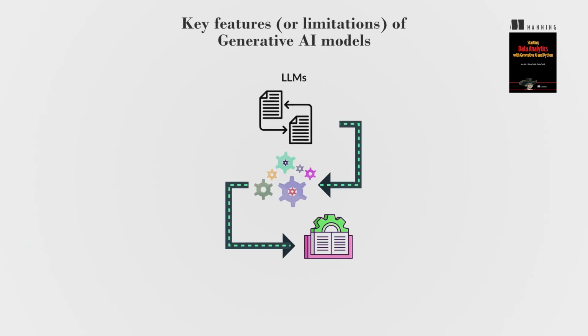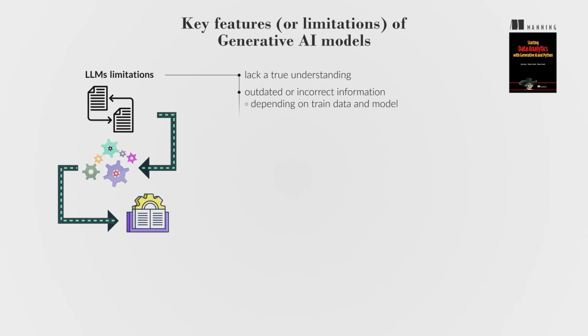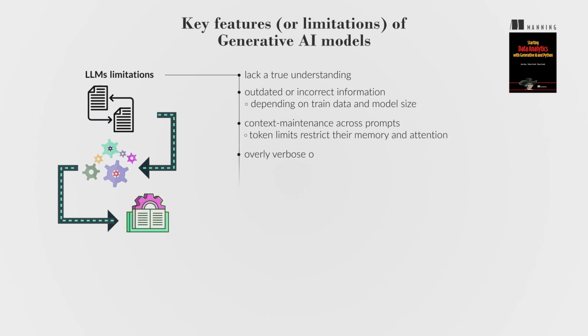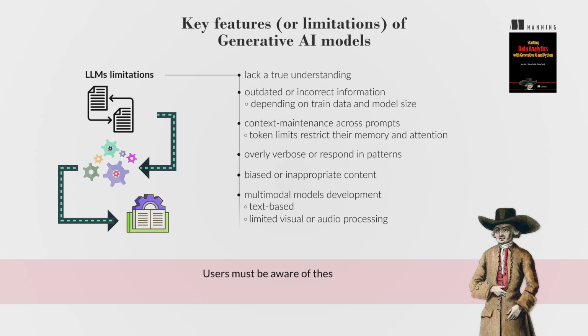Generative AI models like LLMs are powerful, and their abilities grow rapidly as new versions are developed. However, they have specific limitations that users need to be aware of. First of all, they lack true understanding and can provide outdated or incorrect information depending on what data was used to train them and how large the models are. While most models can maintain context across prompts, they have token limits that restrict their memory and attention. They can be overly verbose or respond in patterns, and some may produce biased or inappropriate content. Although multimodal models are being developed, most of them are based on text and have limited ability to process or produce visual or audio information. Users must be aware of these limitations to interact with and apply generative AI effectively.